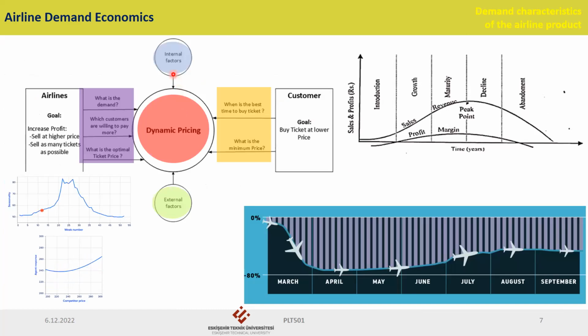The first one is demand for air transportation. The first concept, demand characteristics of the airline product. Demand for air transportation depends on a number of economic and demographic factors, such as distance or income levels, local attractions, etc.